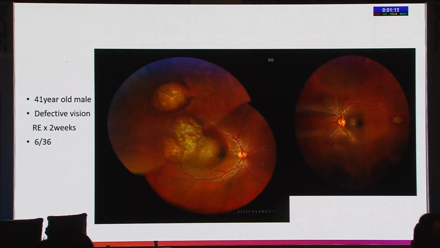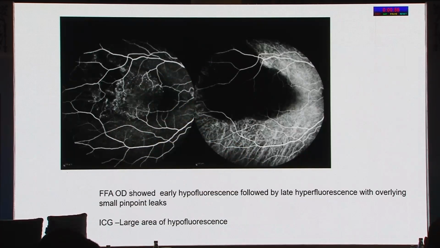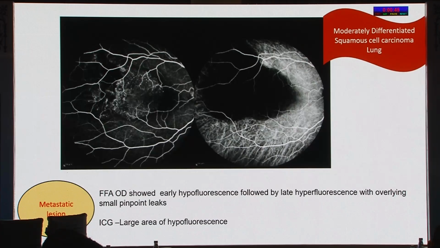This 41-year-old male came to us with these multiple large choroidal lesions. Now it may look like just any other choroidal granuloma, but when you look close, there are subtle pigmentary changes over it. Now that is a very ominous sign because it can be a metastatic lesion. FFA usually reveals early hypofluorescence followed by late hyperfluorescence with small pinpoint leaks. Now this is very classical of a metastatic lesion. So these are nothing but choroidal metastasis, and lung biopsy showed moderately differentiated squamous cell carcinoma. So this is how a simple imaging can extensively help us in getting into a diagnosis.